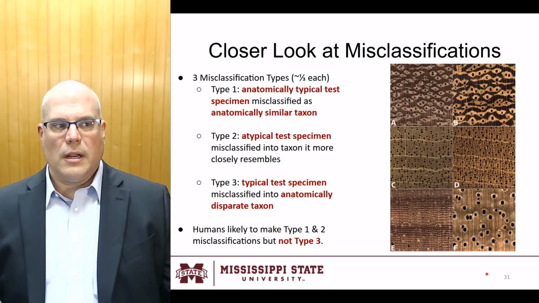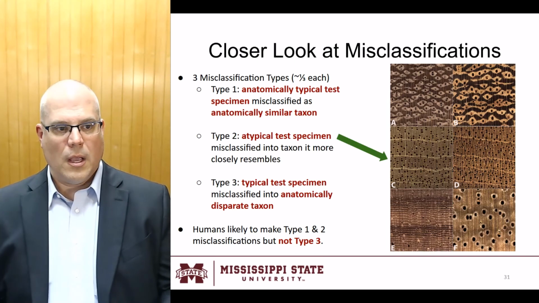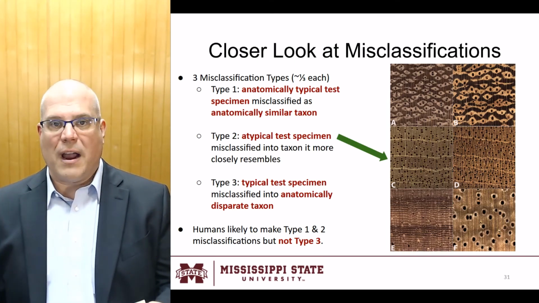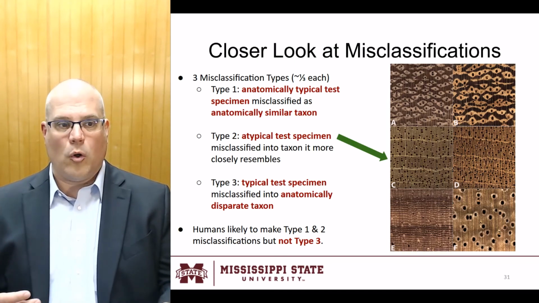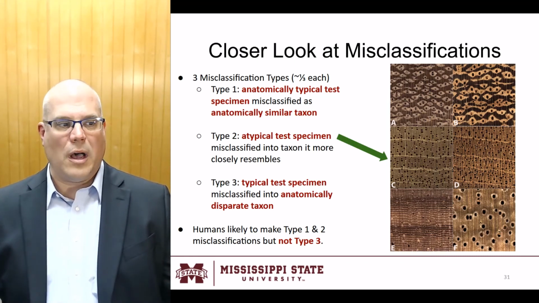Type 2 is a case where we have an atypical test specimen misclassified into a taxon it more closely resembles. So image C is kind of a strange instance of Virola being misclassified as Sweetinia. And it just so happens that that atypical case of Virola looks a lot like Sweetinia. So that type of misclassification is sensible as well.